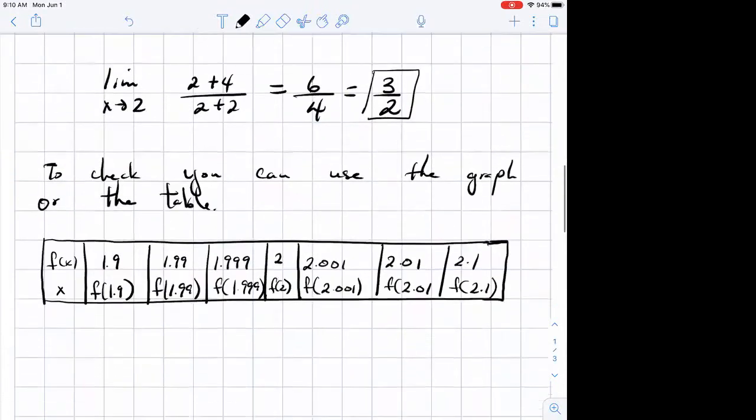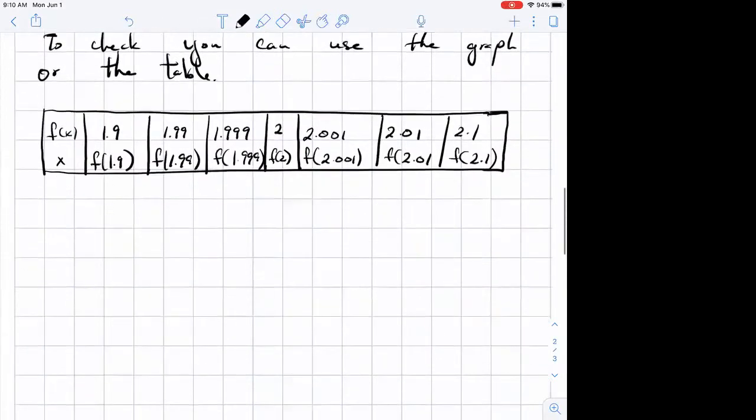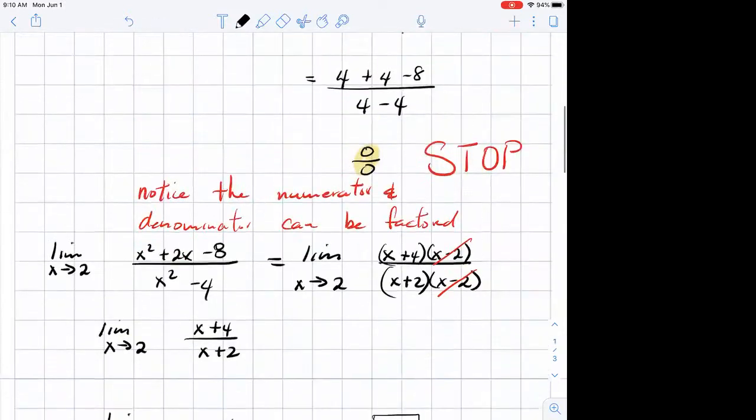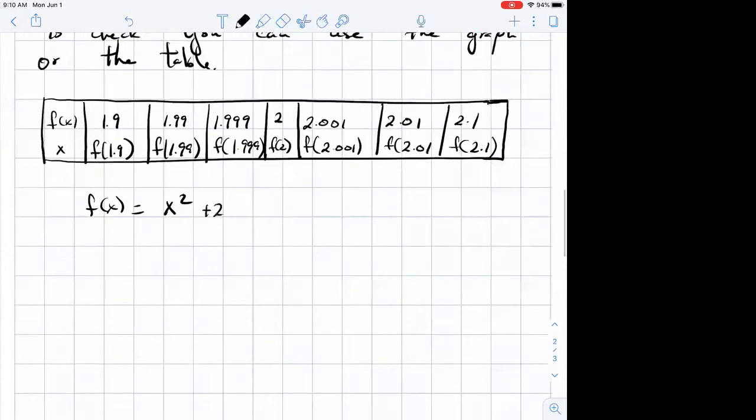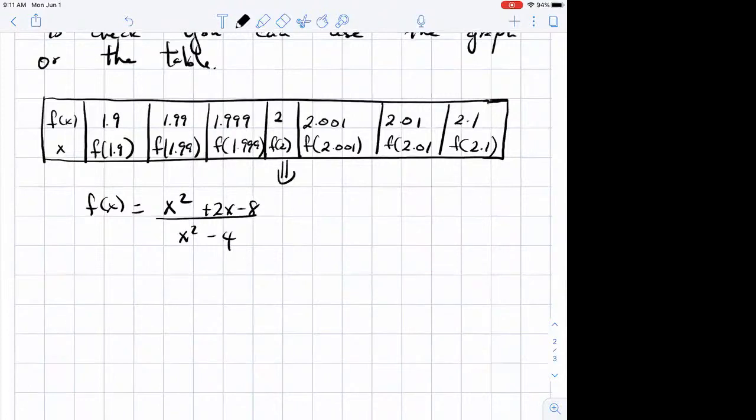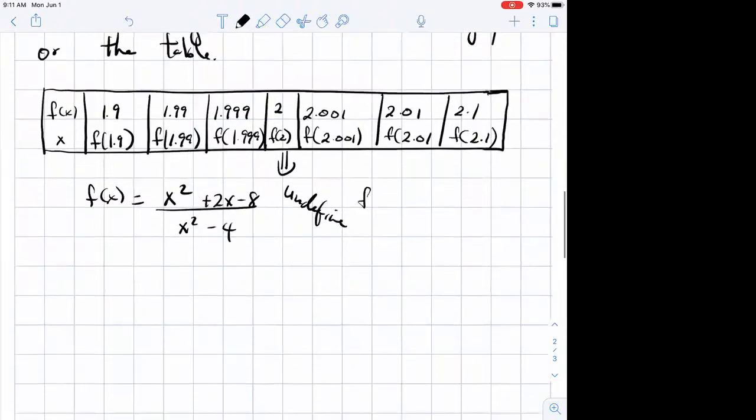Well, if you plug in 2 into the function, remember f of x here is x squared plus 2x minus 8 over x squared minus 4. When you plug in 2, as I said earlier, f of 2 would be 4 plus 4 minus 8 over 4 minus 4. This is 0 over 0, so it is going to be undefined.